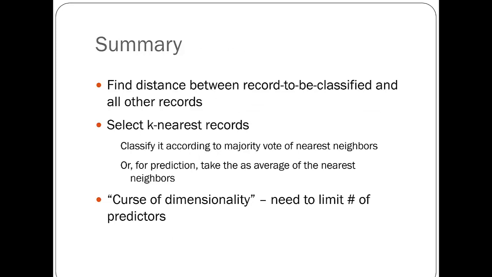We're going to select a neighborhood that has the k nearest records, and we're going to classify according to the majority vote if it's a classification, or if it's prediction, then we're going to take the average of the nearest neighbors. And due to the curse of dimensionality, oftentimes we're going to need to limit the number of predictors. Otherwise your computers are going to run all day long, and that's not good.